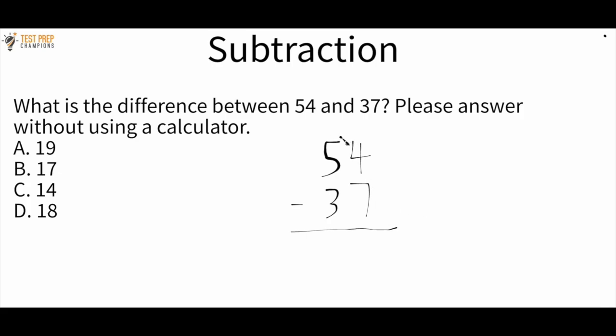So I'm going to come over here to my 5, and I'm going to cross the 5 out, and I'm going to change it into a 4. And then I'm going to stick a 1 in front of this 4, and it becomes a 14. So now I'm going to do 14 minus 7. 14 minus 7 is 7. So now let me subtract the tens column. So what is 4 minus 3? 4 minus 3 is 1. So the correct answer here is B, 17.